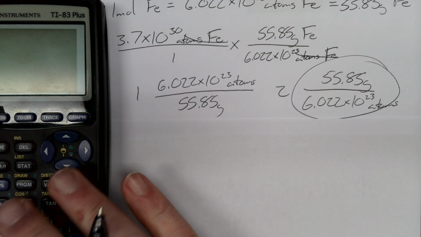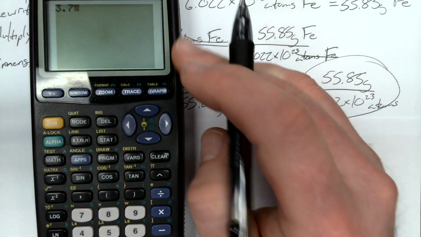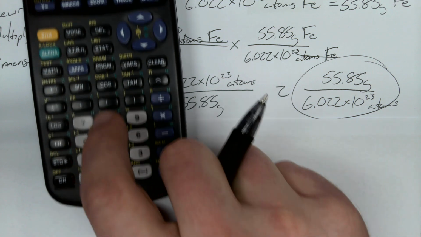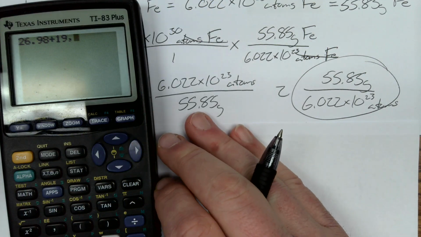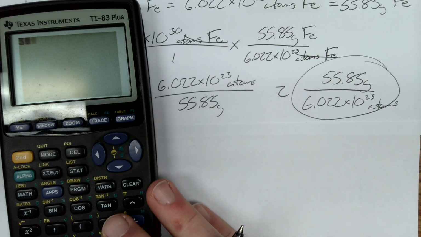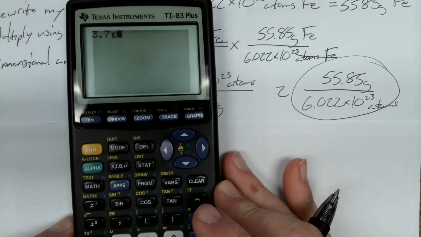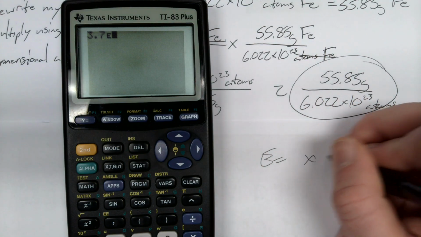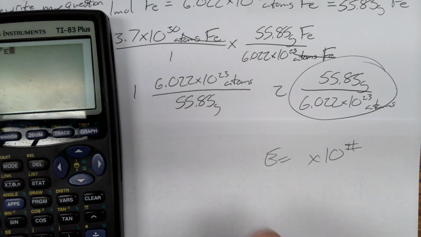So let's do a little bit of math. I got 3.7 times 10 to the 30. Now, to remember how we do that, we have to hit the little yellow second key, and then press the double E button. That's going to give me 3.7, E. There we go. That's my E function. Remember, my E function is my times 10 to whatever number I put behind it. So I have 3.7 times 10 to the 30.